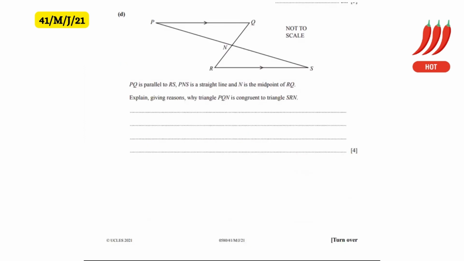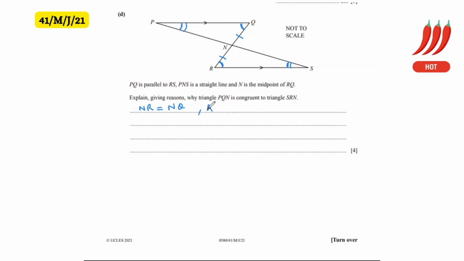Part D says PQ is parallel to RS. PNS is a straight line and N is the midpoint of RQ. Explain giving reasons why triangle PQN is congruent to triangle SRN. So if N is the midpoint of RQ, that means NR is equal to NQ. And we also know that alternate angles in parallel lines are equal. So that means this angle is going to equal to this angle. And this angle is also going to equal to this angle.